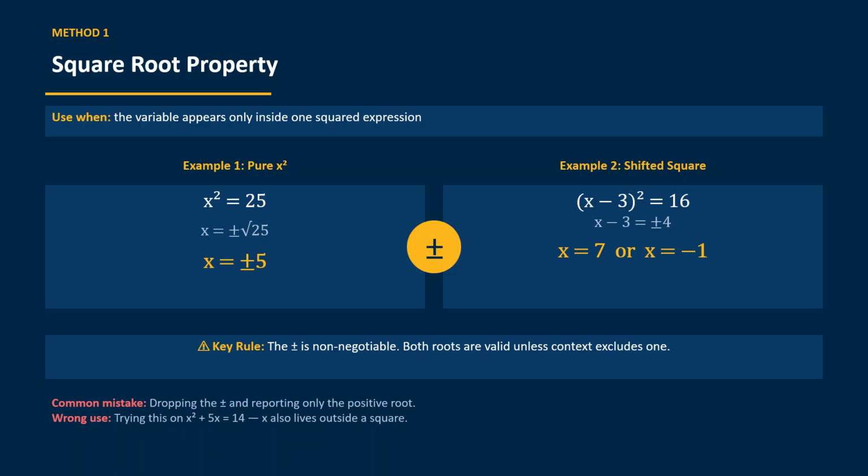First, x squared equals 25. Taking the square root of both sides gives x equals plus or minus 5. Second, x squared equals 7. Here x equals plus or minus the square root of 7, which is an irrational number, and we leave it in exact form. A common mistake is dropping the plus or minus and only reporting the positive root. That gives you half the answer.